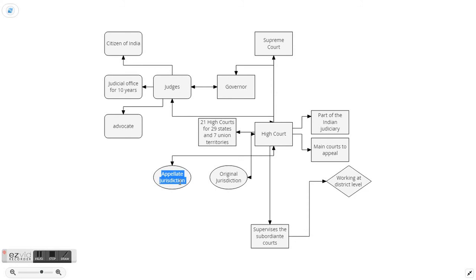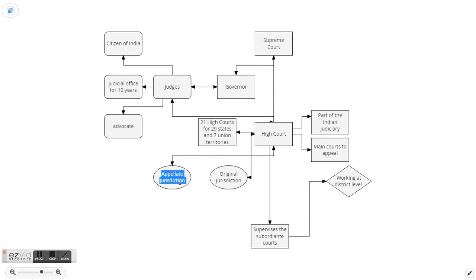When a high court hears an appeal against the decision of a lower court, it is called appellate jurisdiction, and a high court is mostly a court of appeal. So we can refer to a high court as an appealing court. The original jurisdiction of the high court is very limited.